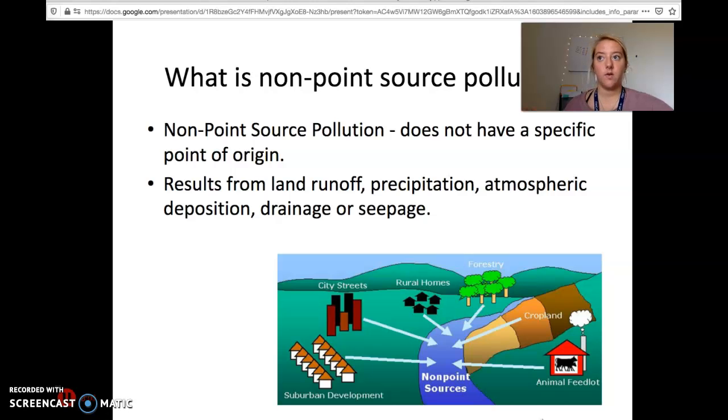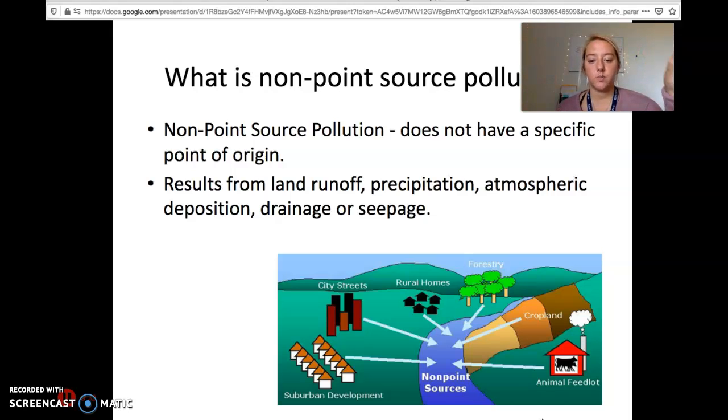It could be atmospheric deposition. Remember how we talked about where the ocean meets the air, there is a transfer of carbon dioxide into the water. It becomes carbonic acid, which is a pollutant in the hydrosphere. It can come from drainage or seepage as well. And don't think that we are just affecting the water that's on the surface. We learned in our past unit that water is underneath the surface as well in aquifers, and we can also pollute those as well.